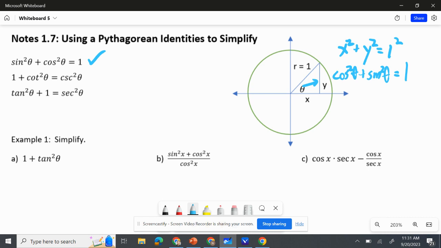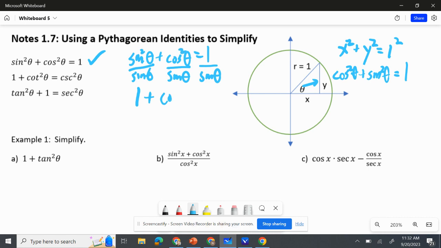So with the other ones, what we're going to do is take our sine squared theta plus cosine squared theta equals 1. And in my first case, I'm going to divide it by sine squared. Now, sine over sine is 1. Cosine over sine is cotangent. And then I forgot to put the squareds. And then 1 over sine is cosecant. So that's how we get our second one.